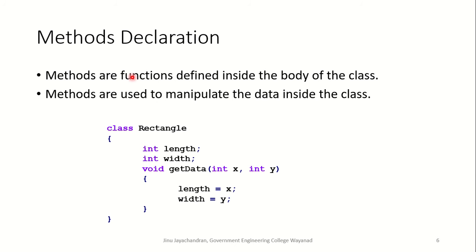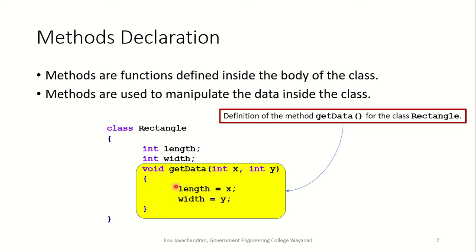Methods are like functions, or rather they are exactly functions, but defined inside the body of the class. Methods are used to manipulate the data inside the class. If you continue with the previous rectangle example, you already have the member variables or fields, length and width. Then you have defined a function inside the class, void getData(int x, int y). Inside the function you are just copying the values of the parameters to the data members, that is x is copied to length, y is copied to width, and this function is called a method.